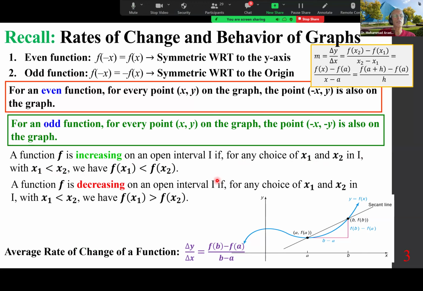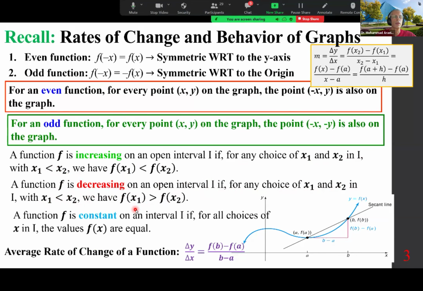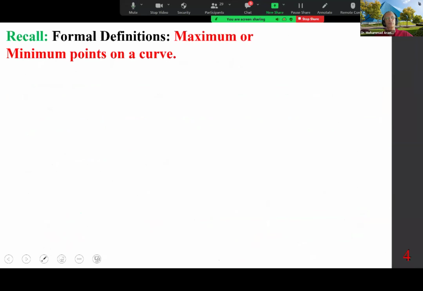And for a decreasing function, for any choice of x sub 1 and x sub 2 in the interval, if x sub 1 is less than x sub 2, but f of x sub 1 is larger than f of x sub 2, the function is decreasing. And of course, a function is constant on the interval if for all choices of x in the interval I, the values of f of x are equal, meaning they remain unchanged.